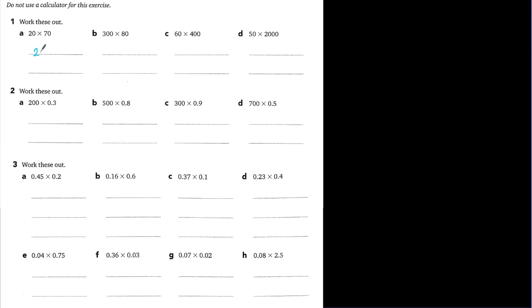Like 2 times 7, it's going to be equal to 14. We are going to multiply 2 and 7 only. 2 times 7 is going to be equal to 14. Then we are adding 2 zeros to the end. So the answer becomes 1400.